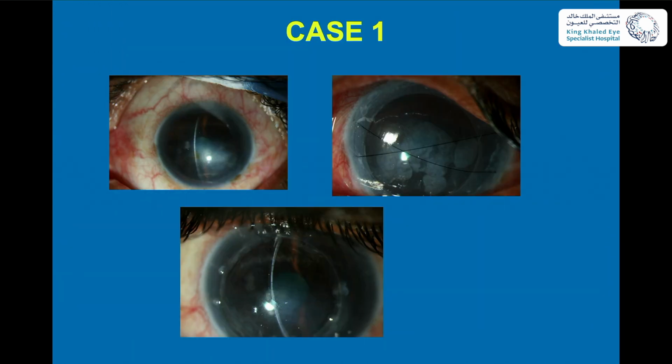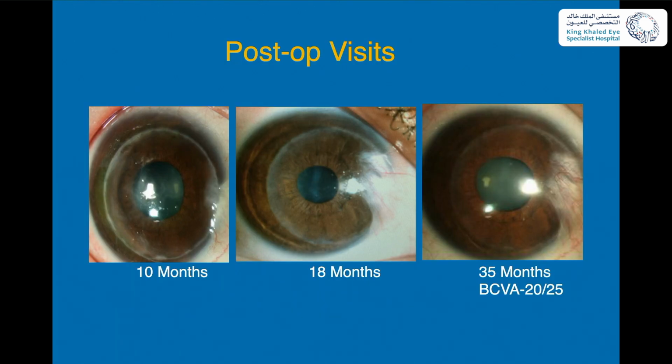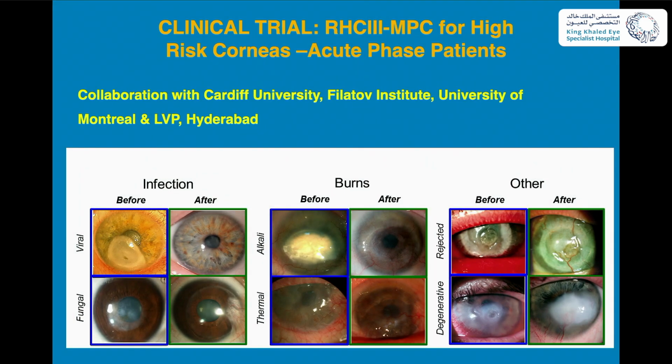And this is the post-op appearance. And if you follow it over a period of time, I followed it for up to 4 years. These are the pictures of how it looks. From counting fingers, he improved to a vision of 20/25, and that cornea remained clear as long as I followed. After that, I moved from LVP, so I really don't know what happened. But I'll show you other cases done by my collaborator in Sweden.